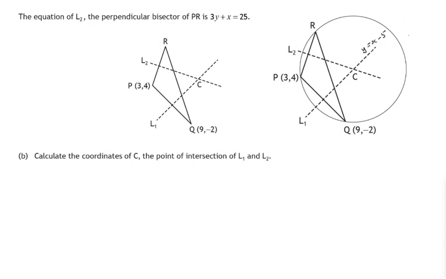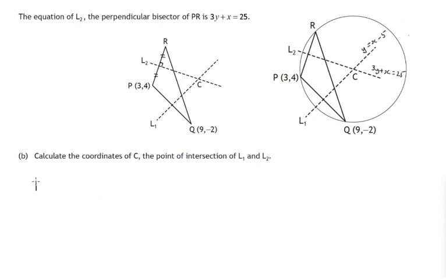Moving on to part B, calculate the coordinates of C. That's the point of intersection of L1, which we've already found the equation of, and L2. Now they're telling us that L2 is also a perpendicular bisector, but of side PR, and its equation, we're told, is 3y plus x equals 25, let's put that on the final diagram. And we're asked to find the point of intersection of these two lines. That's this point here.